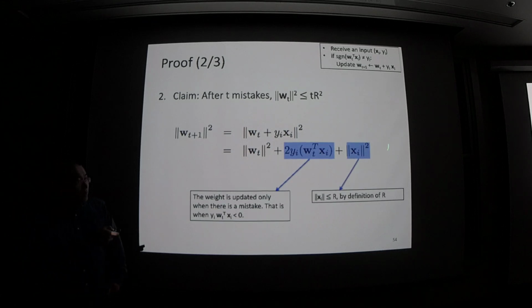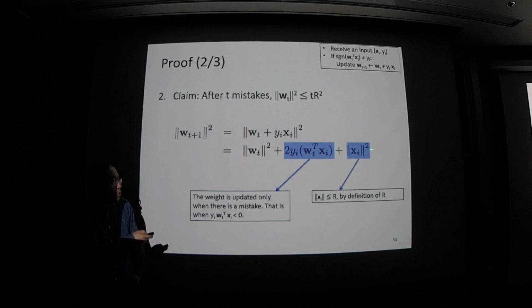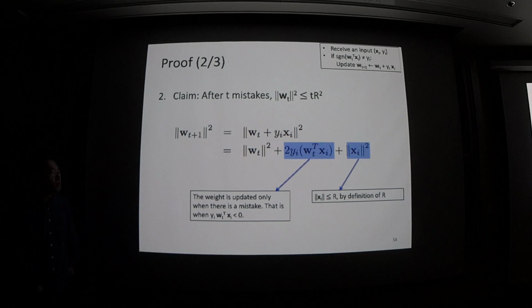First, the rightmost term, right? The square norm of x_i. According to our first precondition, the length of each input vector is upper bounded by r, so we immediately have norm of x_i squared is upper bounded by r squared, right? And the second thing is pretty interesting. So we know that we make this update to arrive at w_{t+1} only when we make wrong prediction on x_i, right? That means this term must be negative, right?